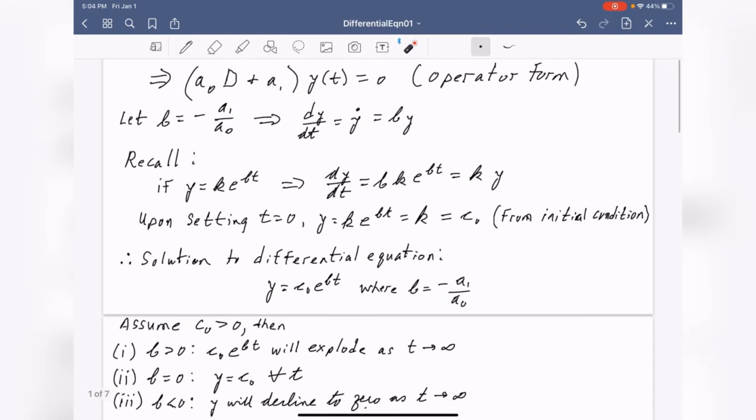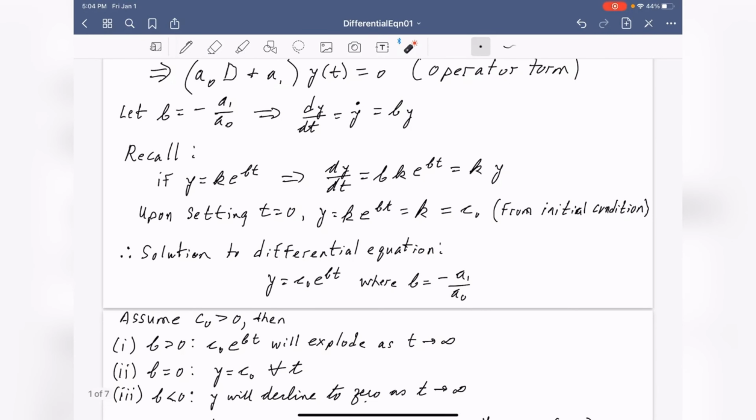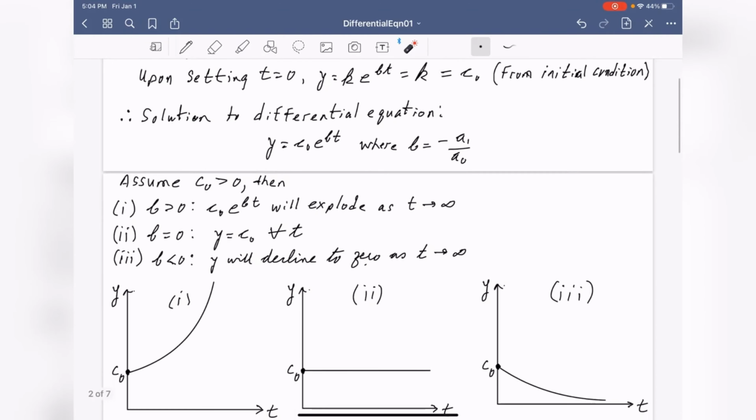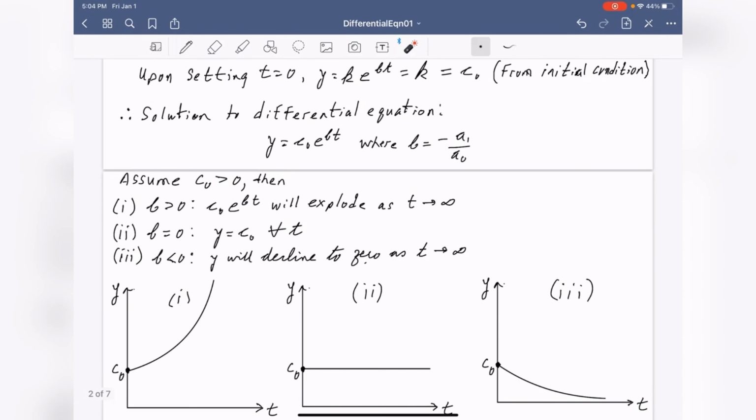Recall that if y is equal to k e to the bt, this implies that the first derivative of y with respect to t is equal to b times k e to the bt, which is simply b y. Upon setting t equal to 0, we get y equals k e to the b times 0, and e to the 0 is equal to 1, which means we get k, which is equal to c0 from the initial condition. The solution to this differential equation is simply y equals c0 e to the bt, where b is equal to minus a1 over a0.